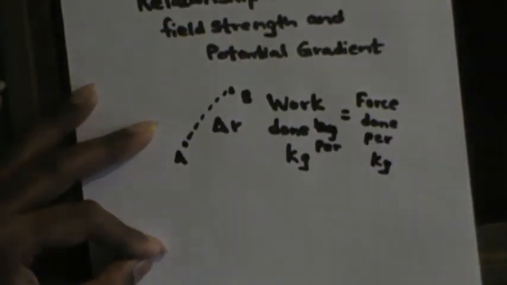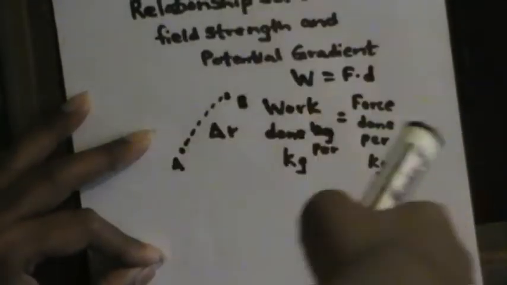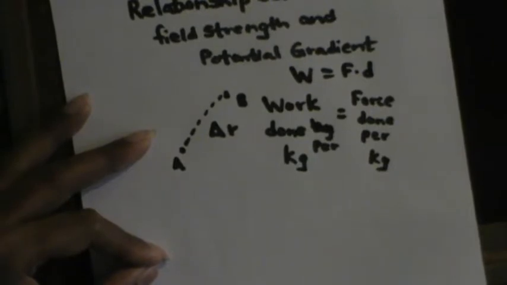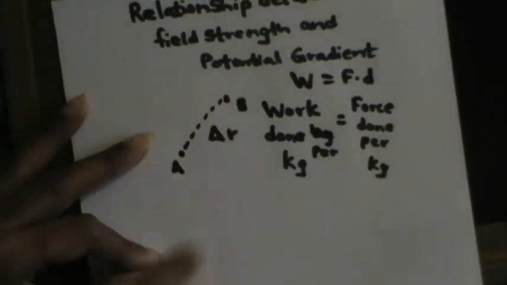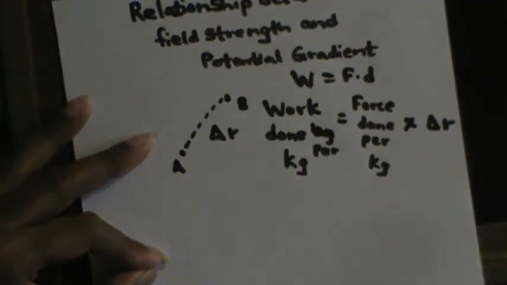Work done per kilogram is equal to force done per kilogram times this distance. Now because you know W equals Fd, right? W equals Fd. So the work done per kilogram should be force done per kilogram times the displacement of this object. So the displacement of this object is from A to B, and the displacement is delta r. So this is multiplied by delta r. So that's the equation. Alright.